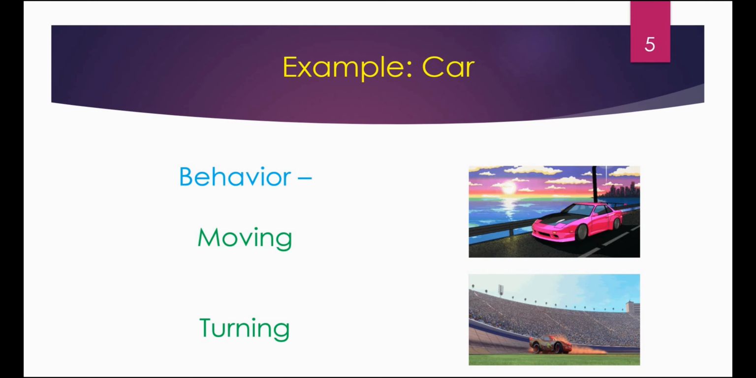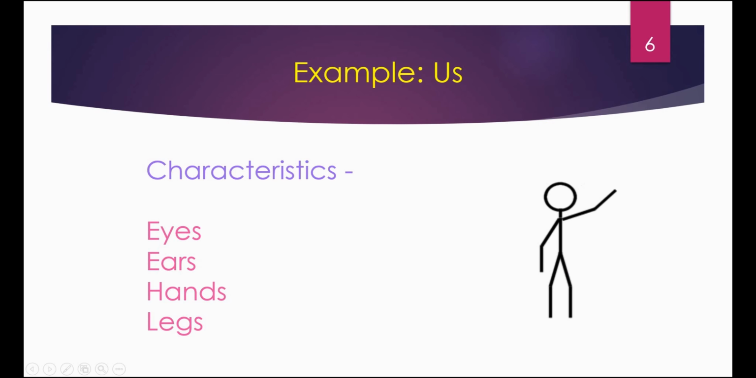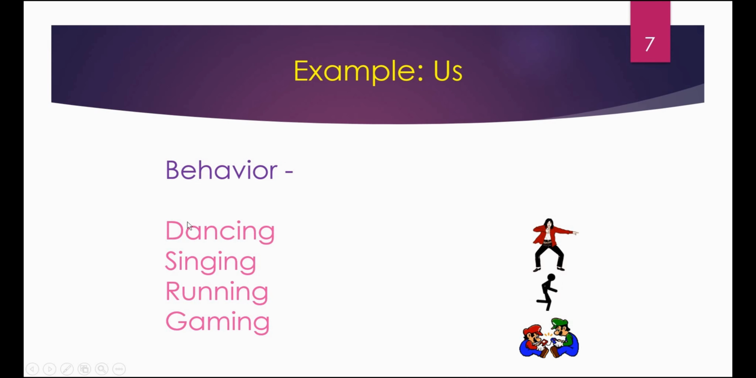So let's take a look at another example of what an object is. You and I as human beings are great examples of an object. Our characteristics are eyes, ears, hands, legs, some of the most common characteristics in human beings. Our behavior can vary from dancing to singing, running, and gaming, and I've got some animations over here depicting those behaviors. And our specific identities are our names. For example, my name is Pranav, and that is my specific identity.